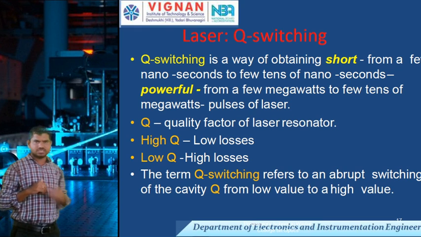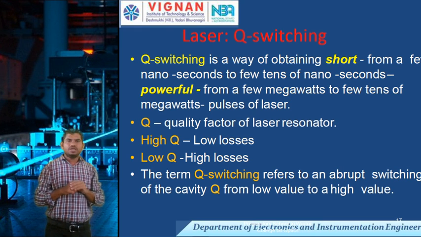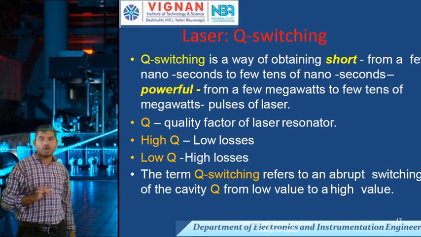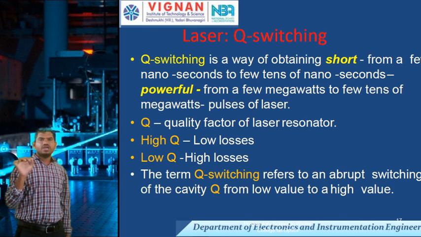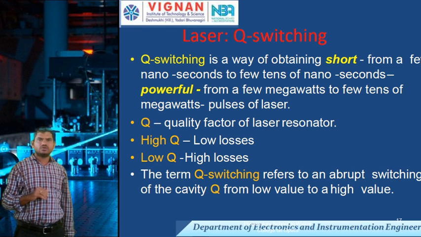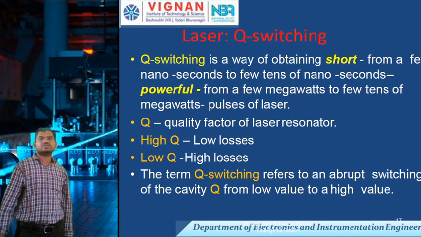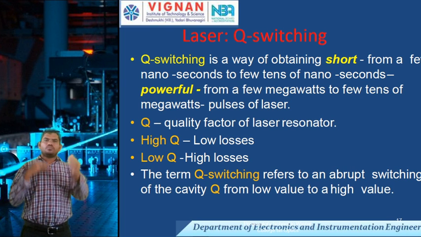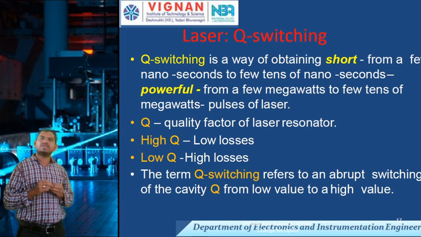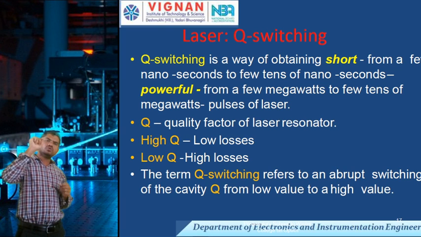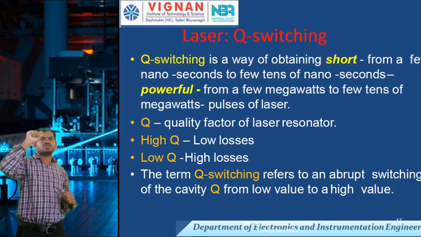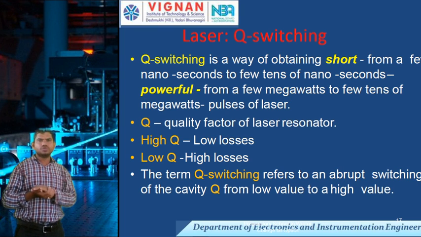Next, Q switching is a way of obtaining short pulses from a few nanoseconds to tens of nanoseconds, with power from a few megawatts to a few tens of megawatts. Finally, we are getting a few tens of nanoseconds of laser output at a few megawatts of power. What does Q mean here?